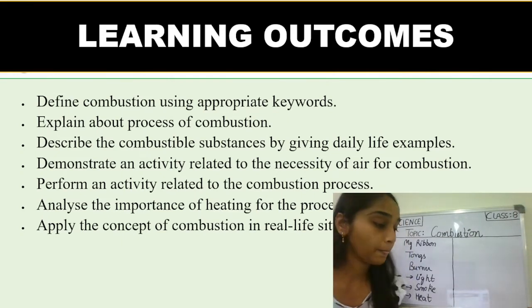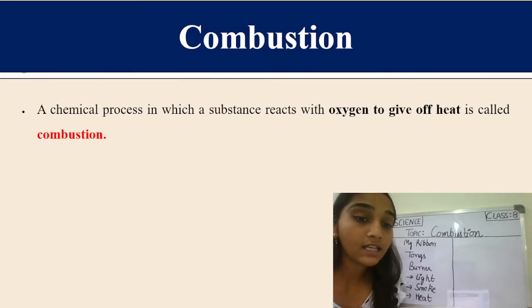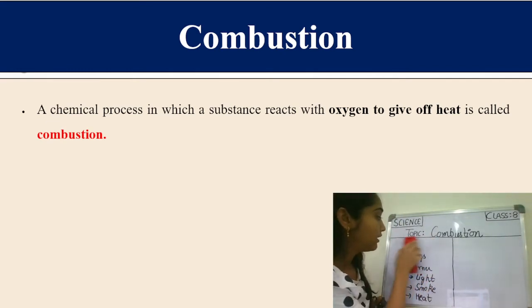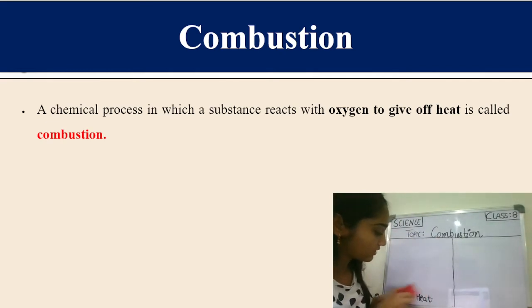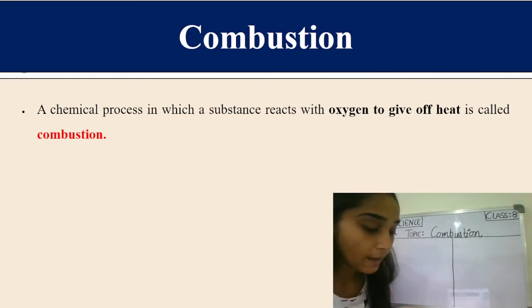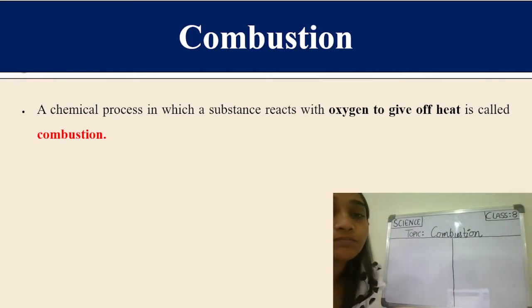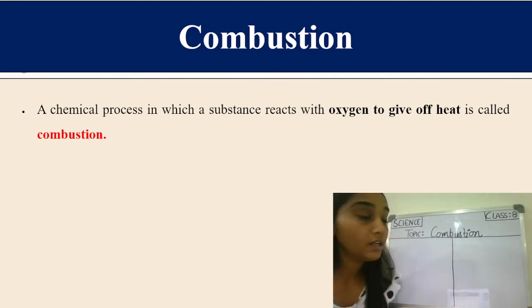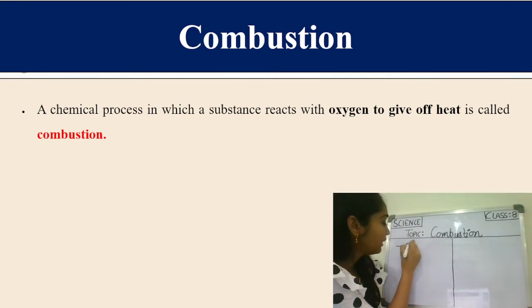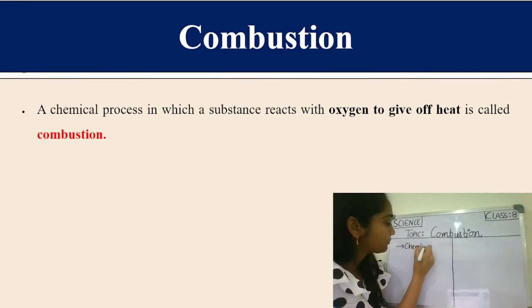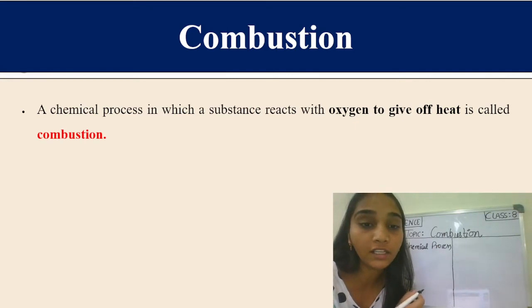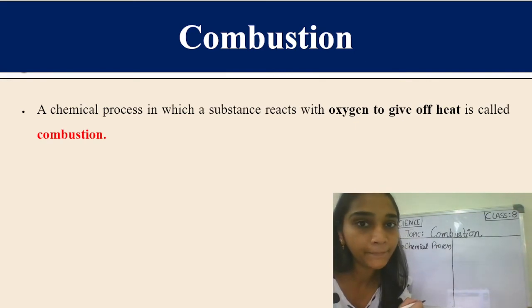So students, what actually is combustion? Yes, it is a chemical process. Very good, you termed it as a chemical process. And what actually happens in a chemical process, students? Yes, some kind of new product is being formed. So here we can say that a chemical process is involved. And what is it that is newly formed after the combustion process?